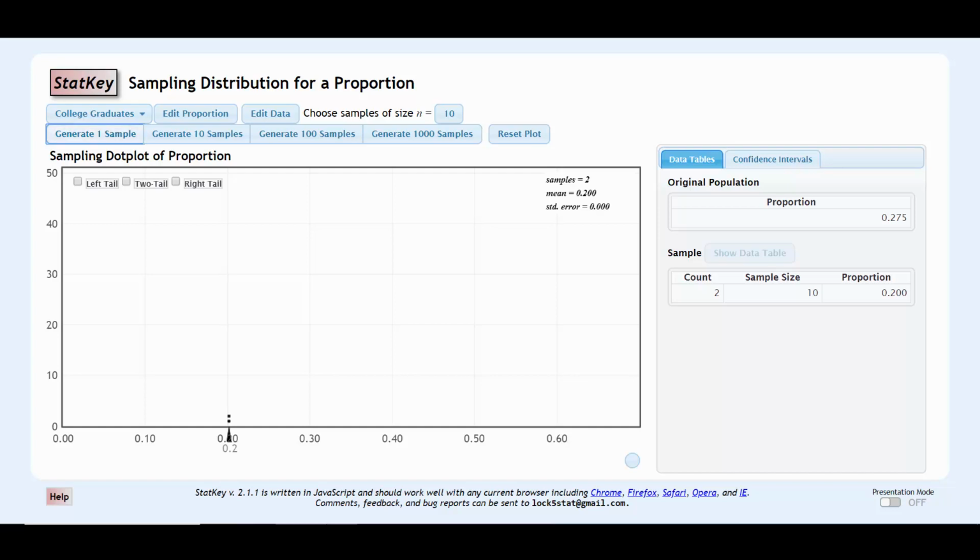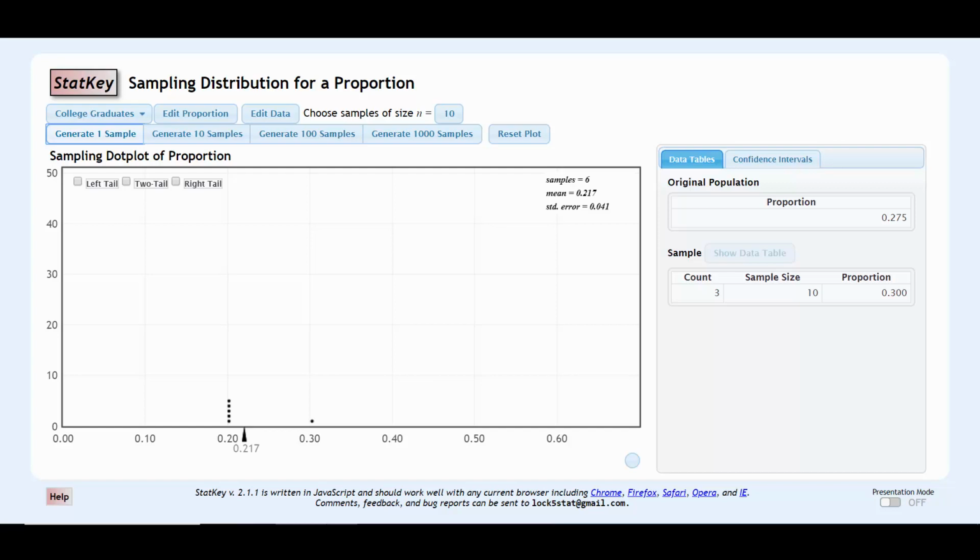I do it again, and I got the exact same thing. I got 2 again, so my second dot goes on 2. Do it again. Man, all right, so the third one also got 2. I'm trying to get something different here so we can see what happens. So I'm going to generate another one. Good Lord. All right. And again, oh my gosh, there we go.